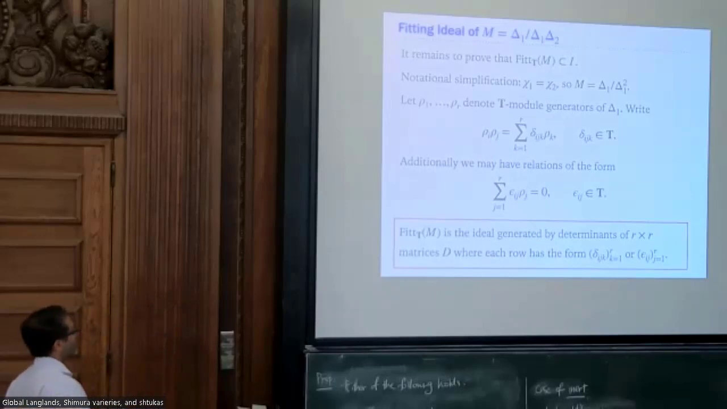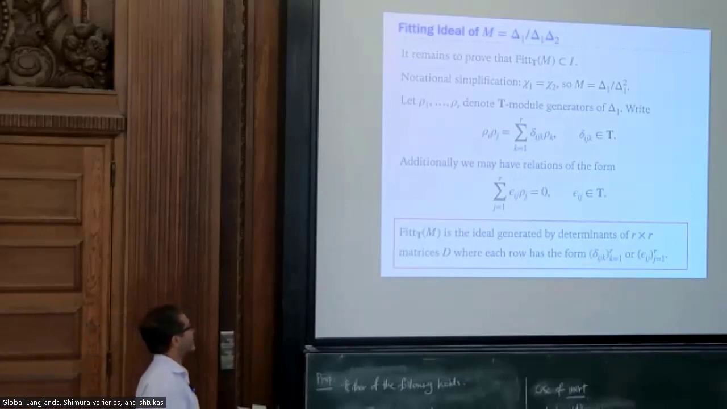Okay. So the fitting ideal is just the ideal generated by determinants of R by R matrices, where each row is one of these relations or one of these relations.